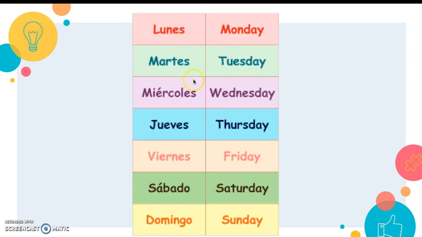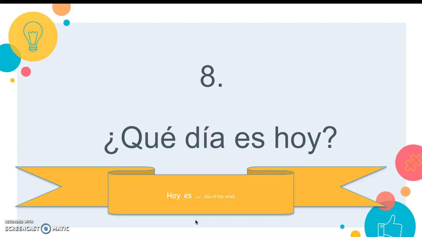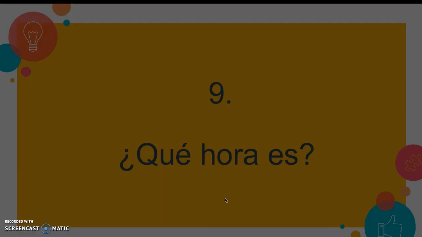Lunes, martes, miércoles, jueves, viernes, sábado, domingo. So today, which is Thursday, I would say hoy es jueves. Tomorrow, Friday, I would say hoy es viernes. On Sunday, I would say hoy es domingo.